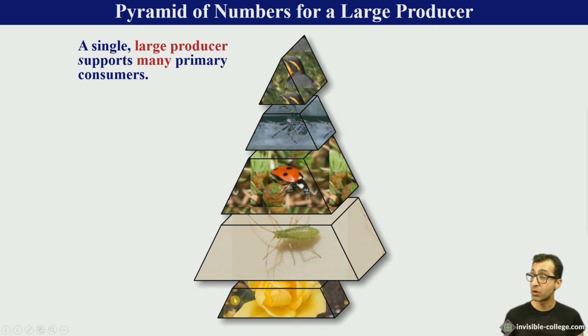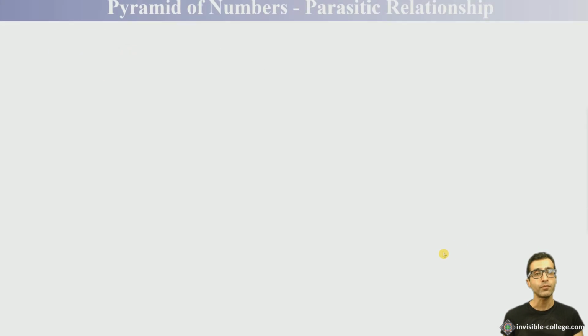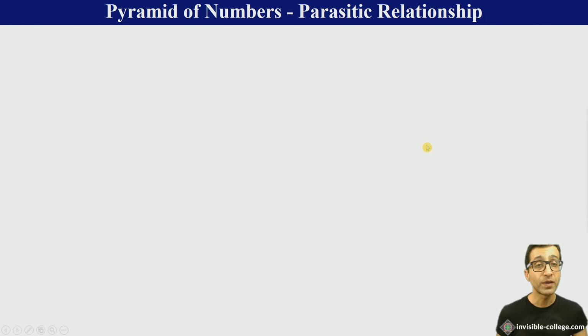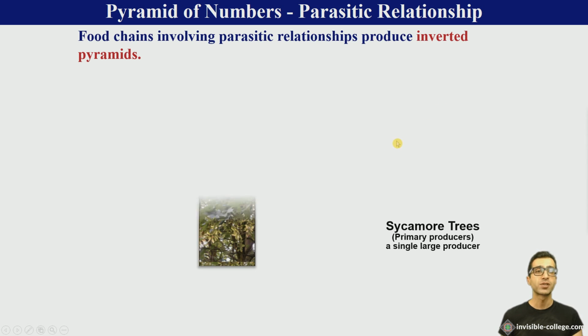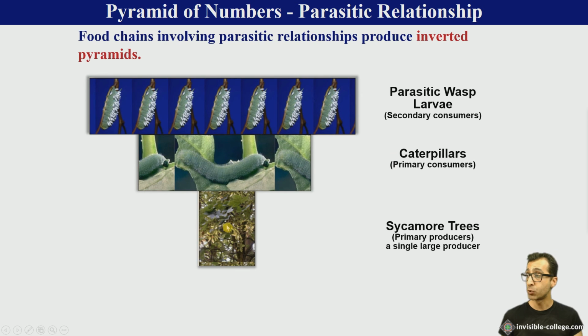So you can have a rather smaller number of these large producers feeding a larger number of the trophic level above them, the primary consumers. Now, food chains involving parasitic relationships produce inverted pyramids of numbers. So for example, here we have sycamore trees, the primary producers. The sycamore trees, because they are large, are fed upon by larger numbers of primary consumers, caterpillars, because each sycamore tree can support many, many caterpillars.